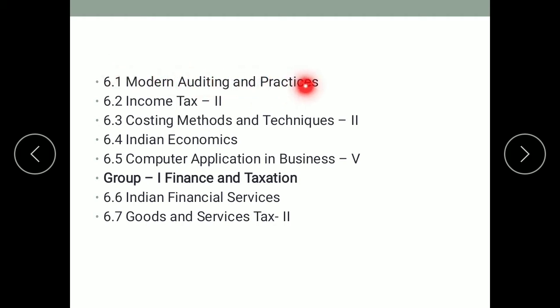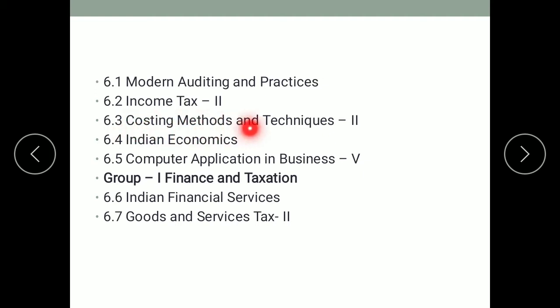As you know, modern auditing and practice is all about how you check your books of accounts, the accounts we have maintained under financial accounting or different branches of accounting. How we check whether there are any mistakes or errors in that, and whether all the books of accounts are properly maintained. In income tax, you study how we calculate the income tax. As you know, there are 5 different sources of income, and we will be finding out the tax to be levied on a particular person. That person may be an individual, firm, company, cooperative society, or anything.